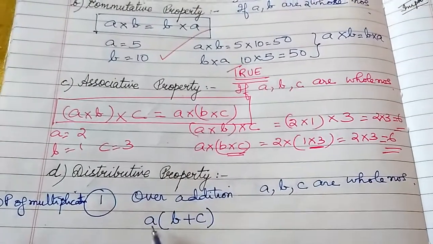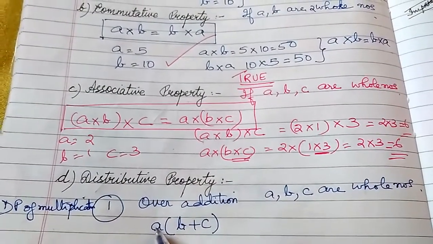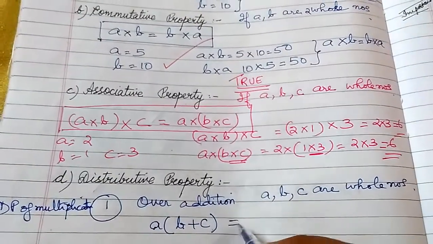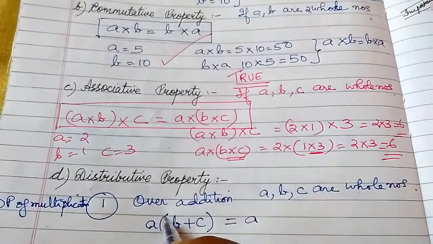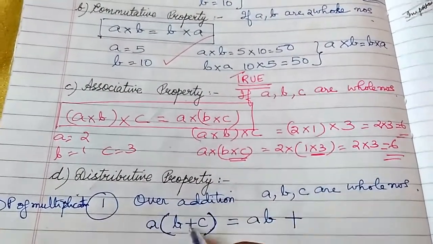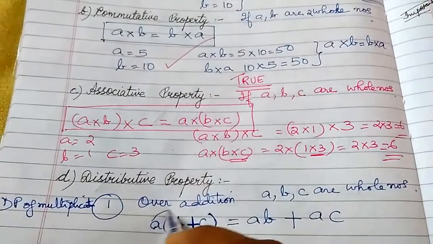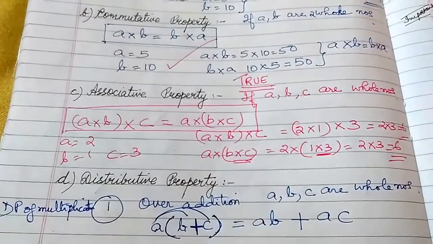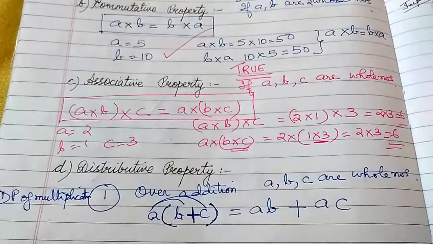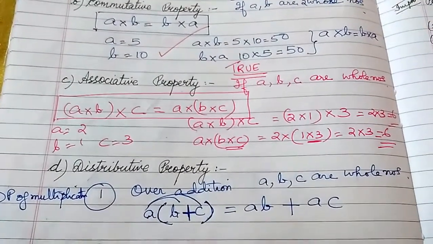Now how will you distribute? I will distribute this a. I will give this a to b also, and I will give this a to c also. That means a into the bracket is multiplied. So a into b plus, what is the sign here? It is plus, so plus a into c. It is like you will give me sweets, and you will give your friends sweets also.